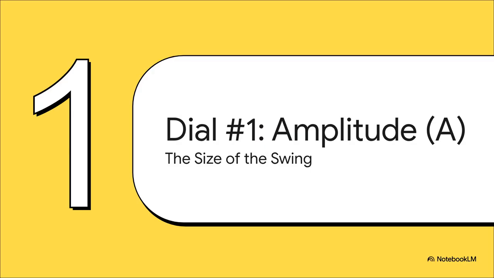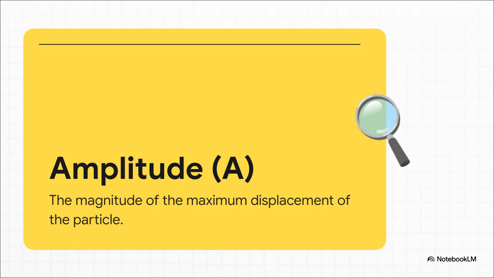Okay, so let's play with this control panel. We're going to start with our first dial, the amplitude. This one is all about the size of the motion. The amplitude, which we represent with a capital A, is actually super simple. It's just how far the object moves away from its resting point, its center. You just measure from the dead center to the absolute farthest point of the swing, and that's it. That's your amplitude. It's the peak of the wave.